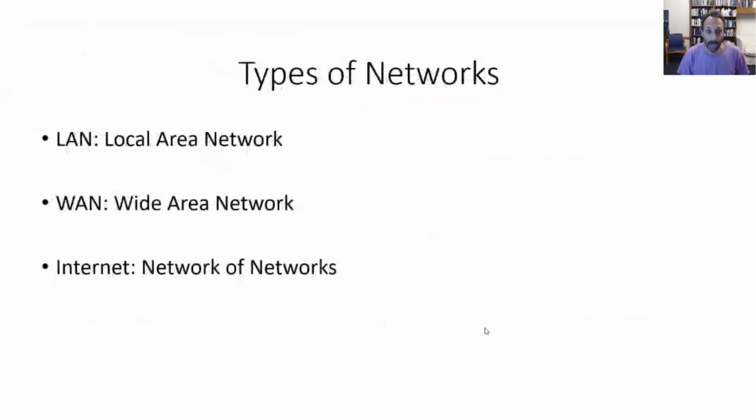Okay. Types of networks: local area networks, called LAN. So your home network is going to be a local area network. A WAN, a wide area network. So Yale University would have a WAN, a wide area network. And of course, then we have the internet, which is a network of networks. So this class, we're really going to spend our time just talking about the network part of it.